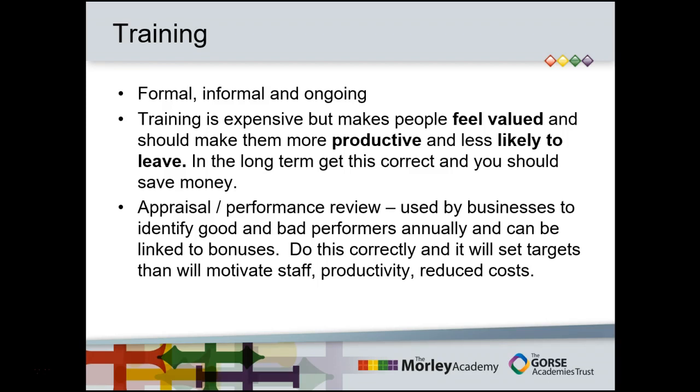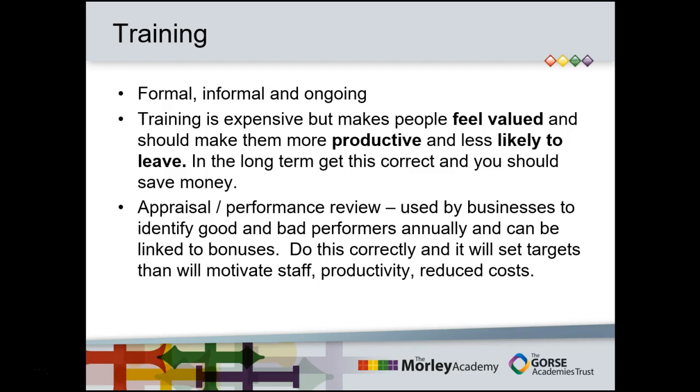Something which is a bit new for the specification is the appraisal and performance reviews. These are used by businesses to identify good and bad performers annually and can often be linked to bonuses. Most notably though, the reason that we do appraisals or performance reviews is to give staff targets. Now whether we like it or not, people respond to targets. If we say to someone, these are the 3 things that I want you to do this year, and you're really clear about what they are and they're achievable goals, then what you'll likely find is that workers will go out and meet those goals and meet those expectations.